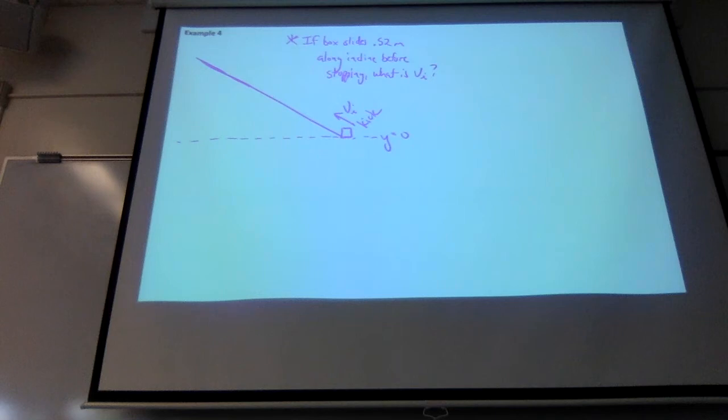I will once again give you some numbers. I will tell you that the mass is 0.55 kilograms. The angle is 24 degrees. We'll say that that is the angle of the incline. And the coefficient of kinetic friction is 0.24. And that's all you get.